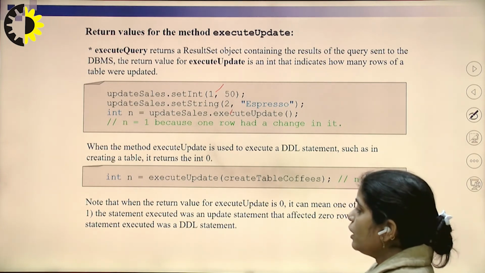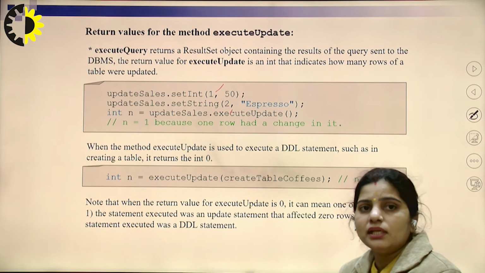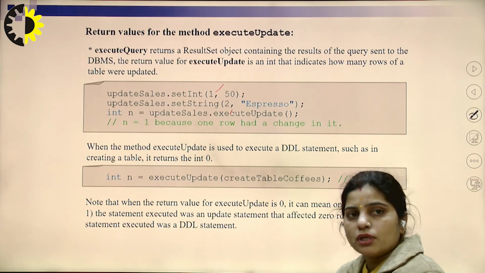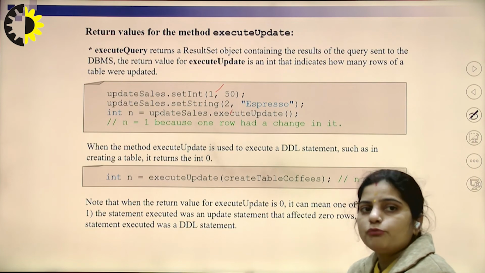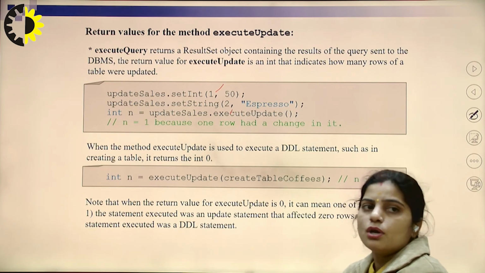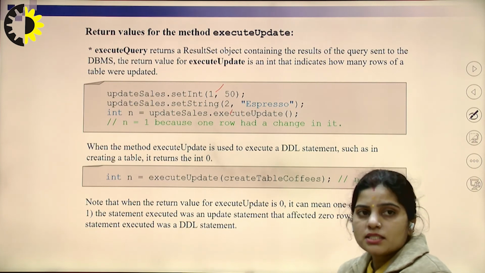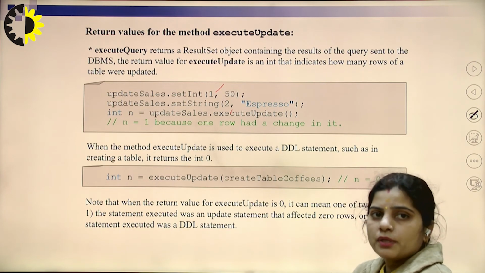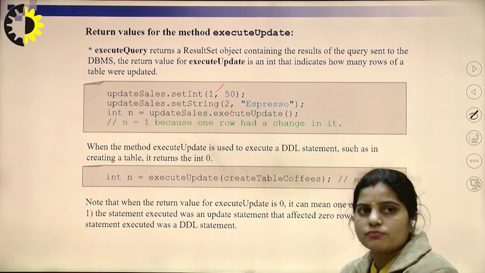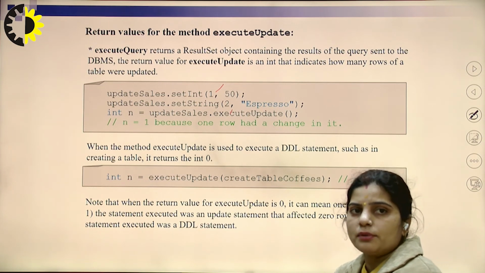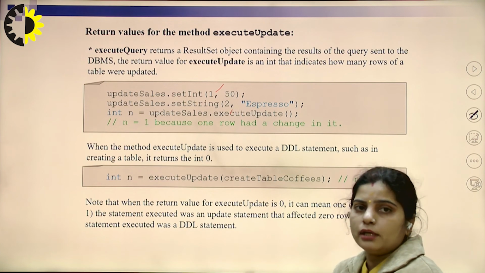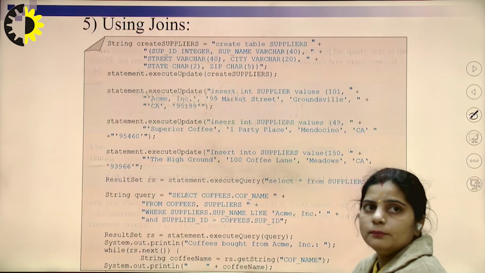When the return value for executeUpdate is 0, it can mean one of two things. The first one is that the statement executed was an update statement which affected 0 rows. The second one is that the statement executed was a DDL statement. So whenever the return value for executeUpdate is 0, it can have either of these two meanings. Okay.